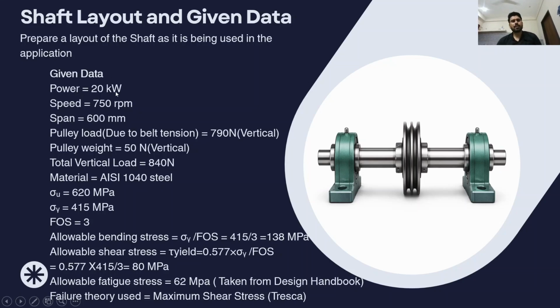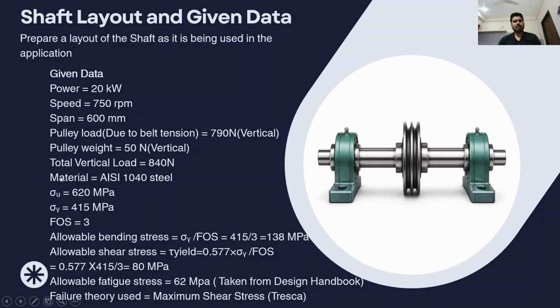Power is 20 kilowatt, speed is 750 rpm, span is 600 mm, and pulley load due to belt tension is 790 Newton in vertical direction, and pulley weight is 50 Newton in vertical direction, and total weight in vertical direction is 790 plus 50 equals 840 Newtons, and material selected is AISI 1040 steel. I will quickly explain why I have selected this particular material.